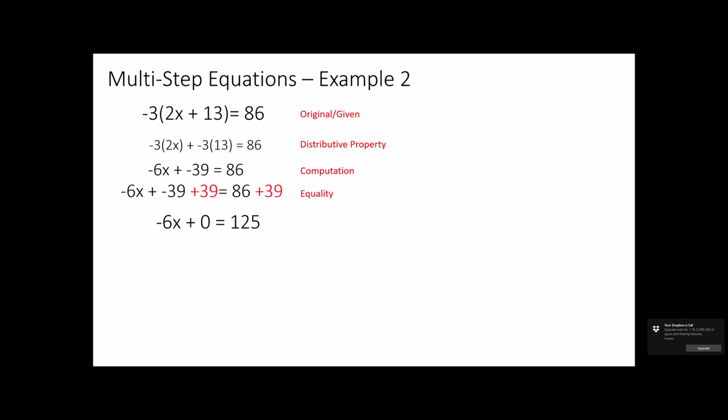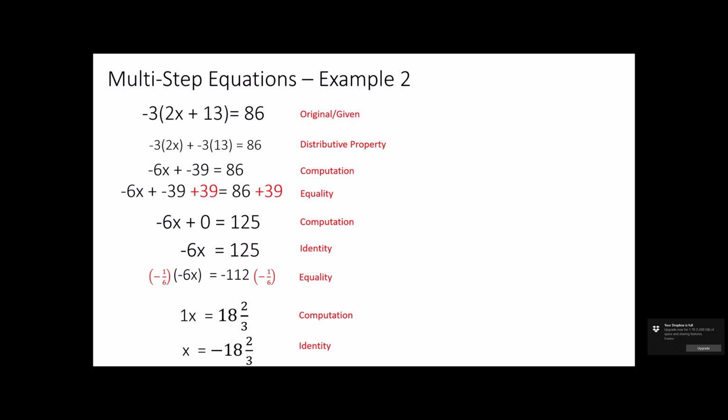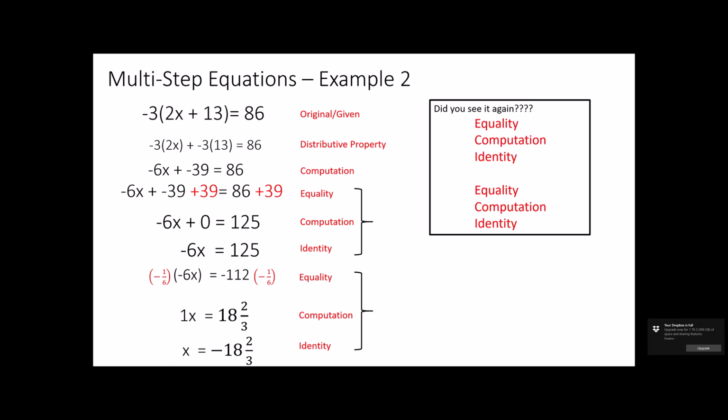Property of equality, computation, identity, equality, computation, identity, and there's your solution. See it again? Equality, computation, identity, equality, computation, identity happens a lot.